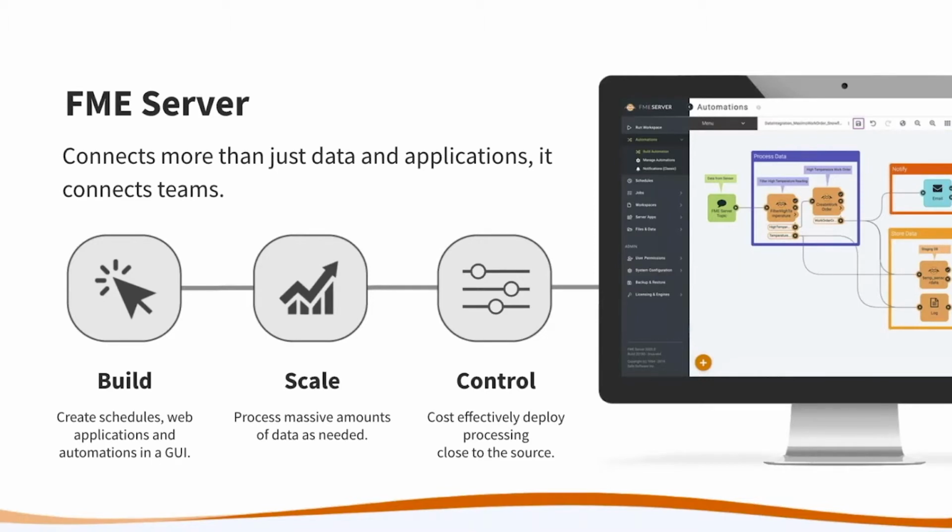You can also scale out your FME Server deployments. So FME Server runs on engines, and each engine will process one job at a time. So it's really easy with FME Server to scale out and add more engines if you want to be able to process more workspaces at once. Cost effectively deploying your processing close to the source, and that's going to tie into a lot of what we're talking about today with your different deployment options.